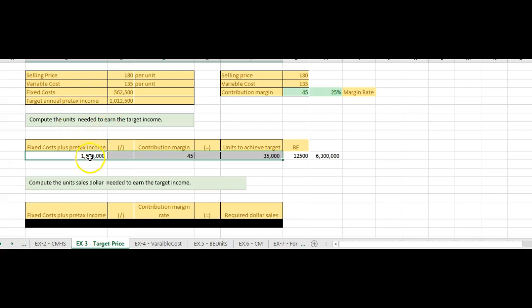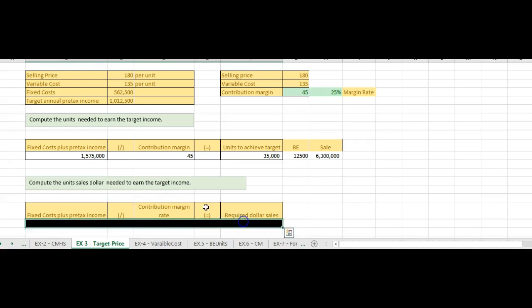So now we want to cover $1,575,000. I divide that by 45,000. I have to have 35,000 units to achieve that. And that would mean a sales of 6.3 million. If I multiply the 35,000 times the 180, I will come up with 6.3.